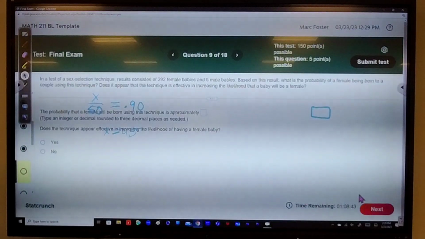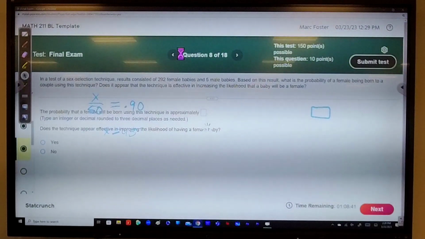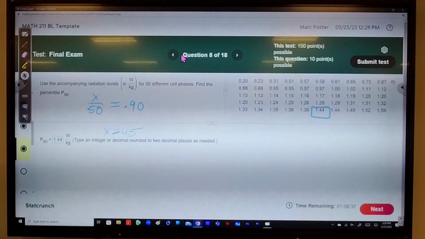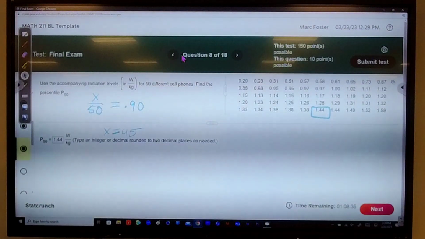Okay, so mine was P80, so it's 80% of 50. Yeah. And I go to that number, go to 40.